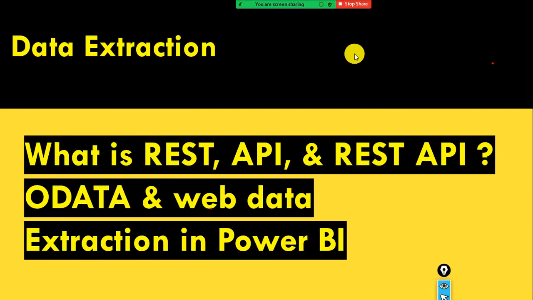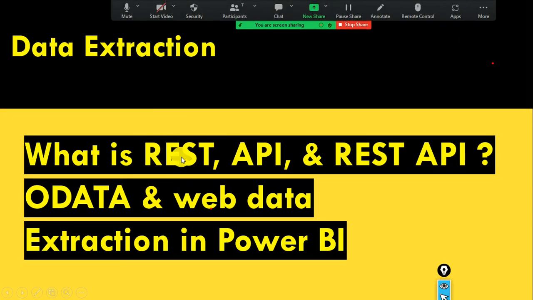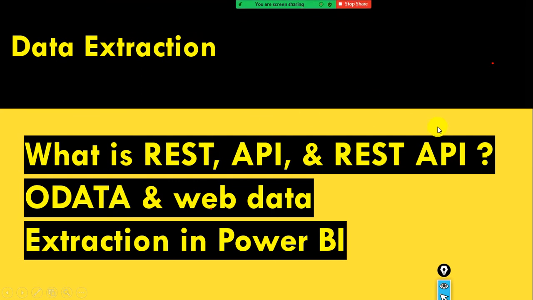Now it's time for us to explore what is REST API. First of all, what is REST and what is the API and what exactly REST API we'll take a look at, and then we will take a look at what is OData and how we can connect to OData, and then we will proceed with bringing the data into our local Power BI desktop.